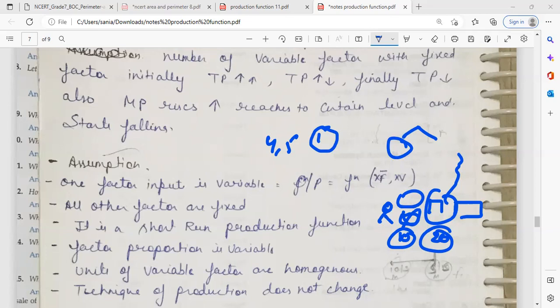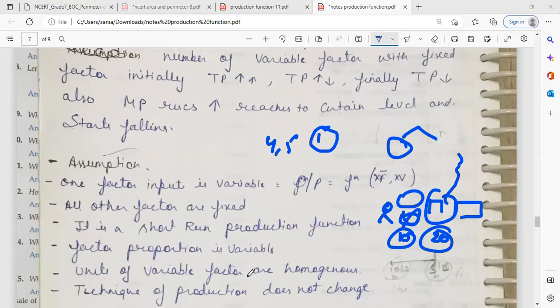Teacher, could you explain what you mean by techniques? Techniques of production does not change. Sorry, can you please repeat? Yes, ma'am, could you please explain what you mean by techniques in the last line? Techniques of production does not change.